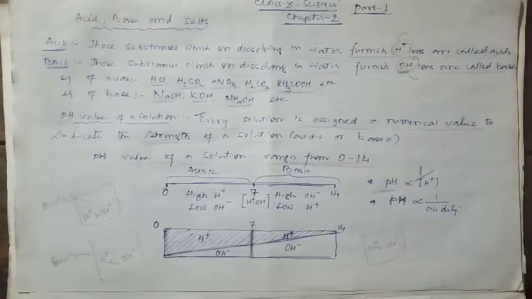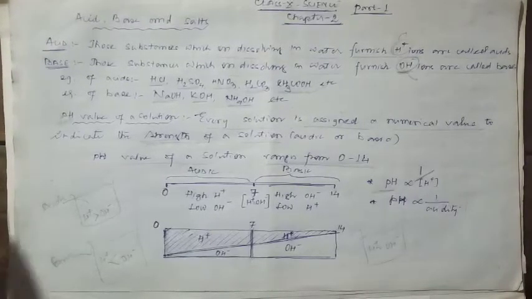Students, what do we know about acids and bases from the previous classes? Acids are those substances which taste sour and turn blue litmus red, and bases are those substances which taste bitter and turn red litmus blue.